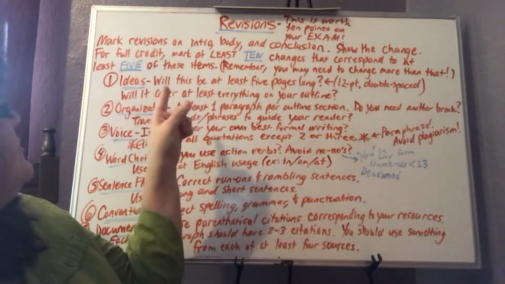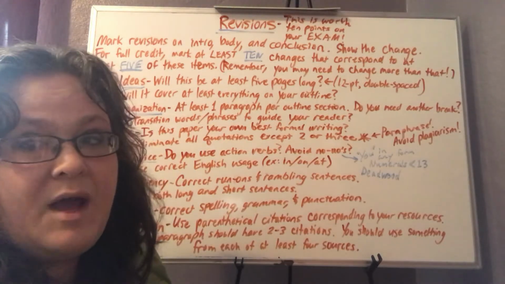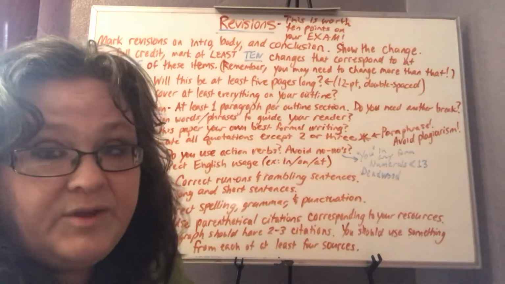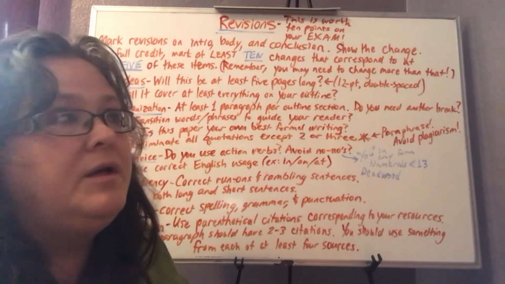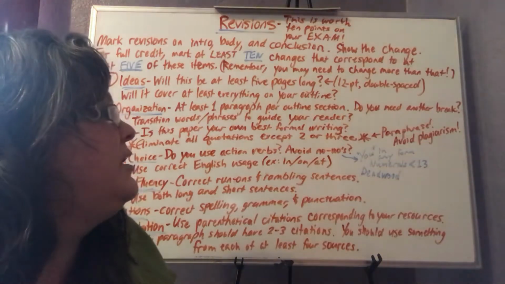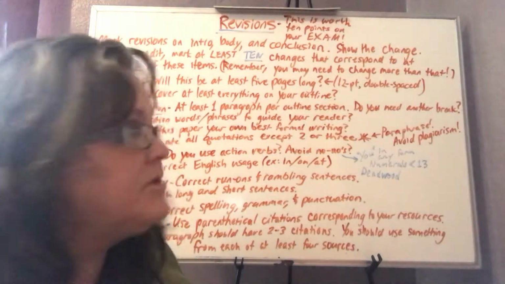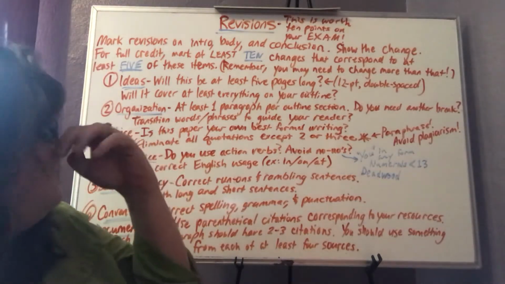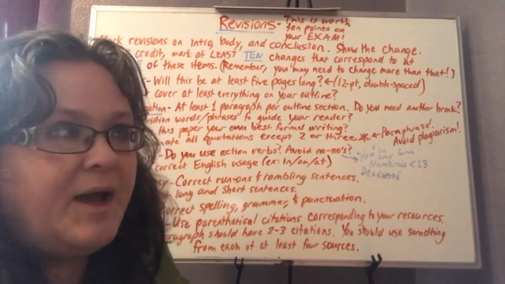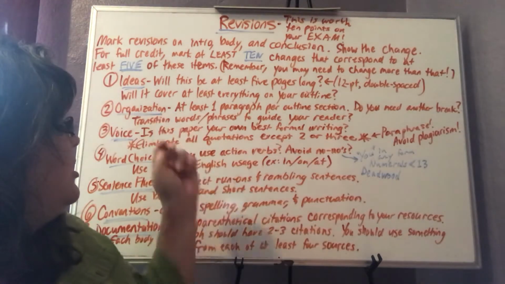Will it cover at least everything on your outline? Remember that your outline is your map or your plan for how to write your paper. And I believe that all of you have covered everything on your outline. But if not, then you may need to add a paragraph of background or add a paragraph that is responding to an objection to what you would say. That kind of thing. Some people might need to put a paragraph break in the middle of their background because your background might be quite long. And so that would come under number 2, organization.